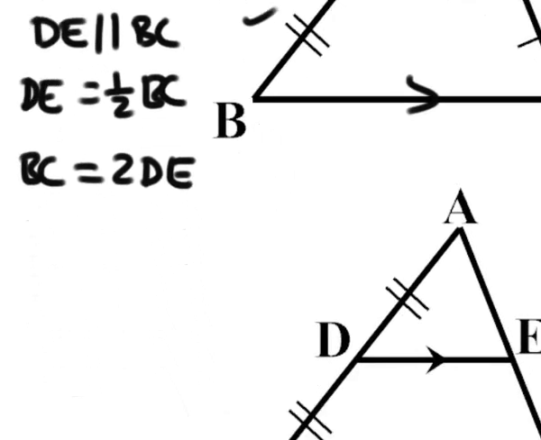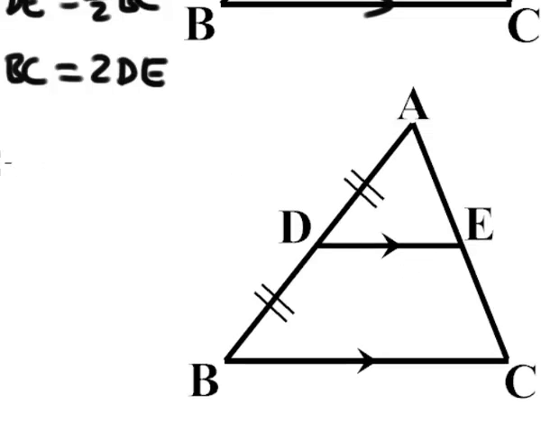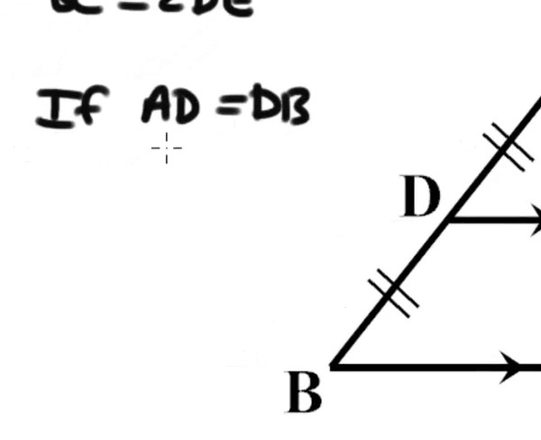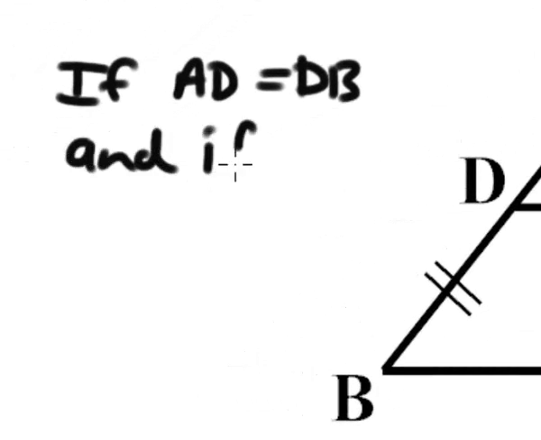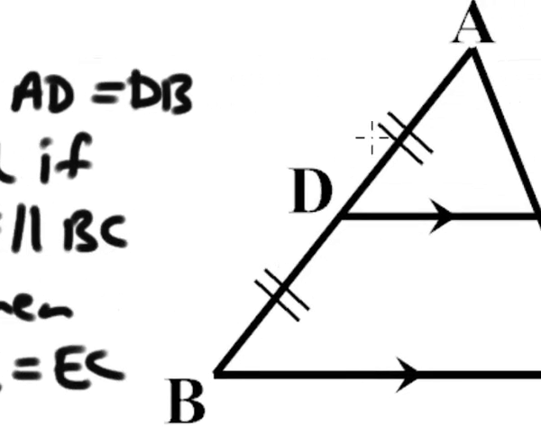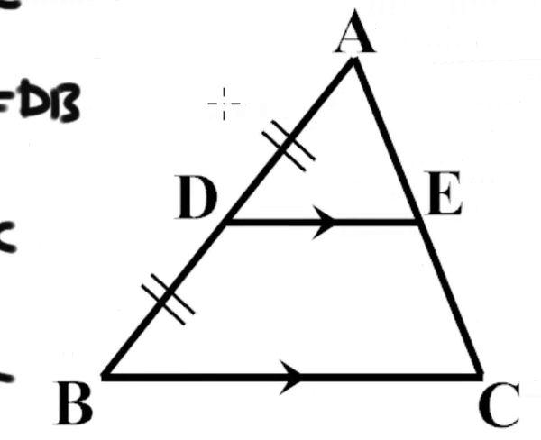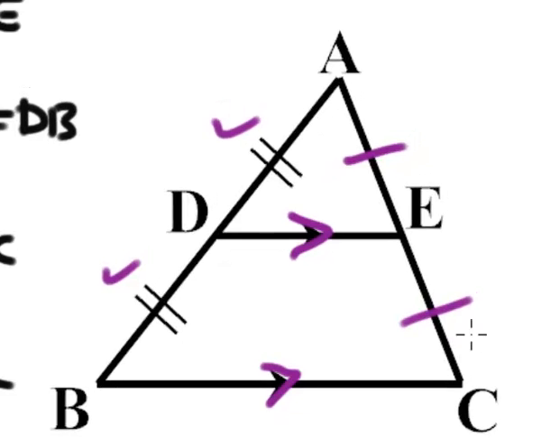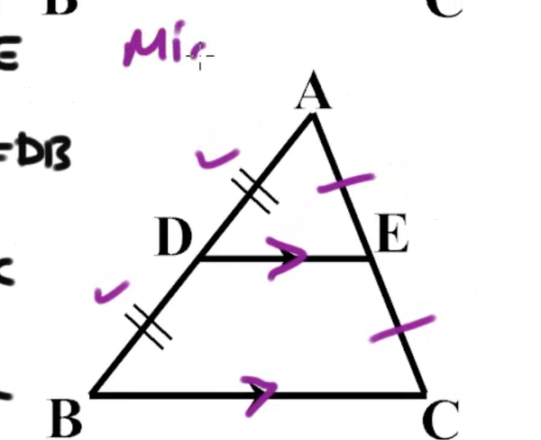That's also true. Or another version of this: if AD is equal to DB and DE is parallel to BC, then what we can conclude is that AE is equal to EC. So in other words, if you've got AD equal to DB and the two lines parallel, the conclusion is that those two will be equal. And this is all referred to as the midpoint theorem.